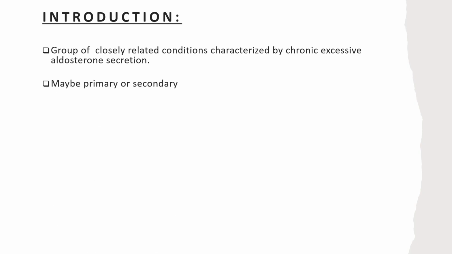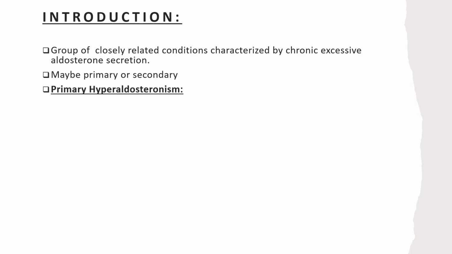our health. And it may be primary or secondary based on the cause and various other whether it is renin-angiotensin dependent system or independent system. Based on that, it has been classified as primary or secondary. So let's begin with primary hyperaldosteronism.